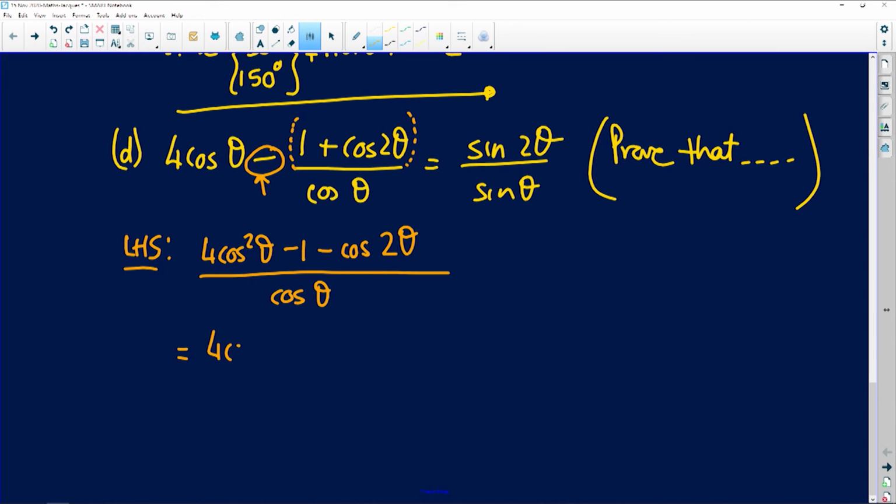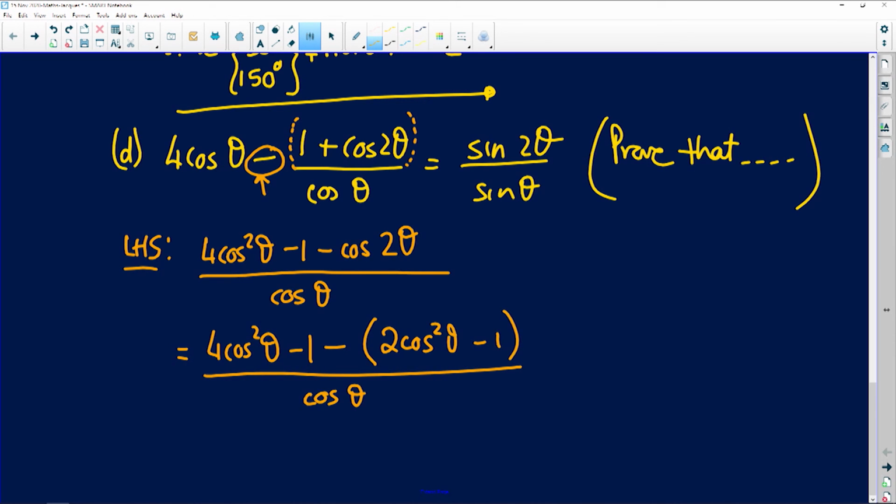Okay, now we've got to choose. Remember, for the cosine of 2 theta, we have 3 identities that we can pick from. And I think the one I'm going to pick, and I'm sure you'll agree with me, is the cosine one, because we saw that the right-hand side is going to reduce to twice the cosine of theta. So let's do that. 4 cosine squared theta minus 1 minus, now make use of brackets. You don't want to make silly mistakes here. This is twice cosine squared theta minus 1 over the cosine of theta.